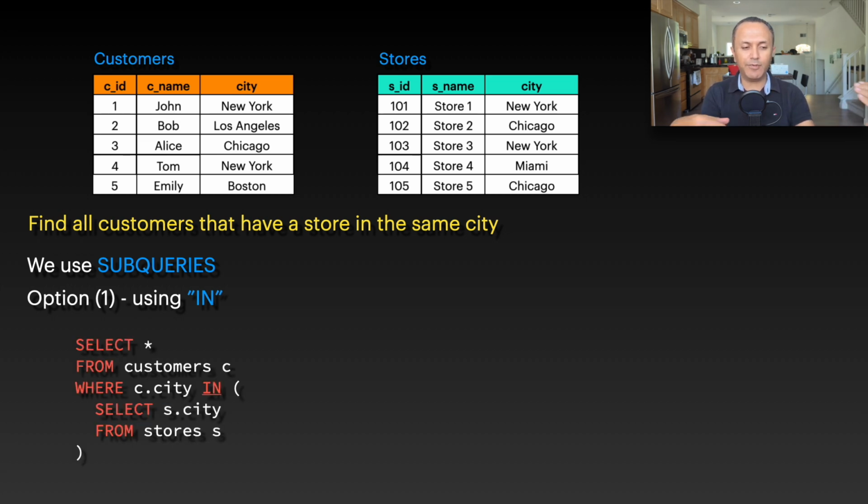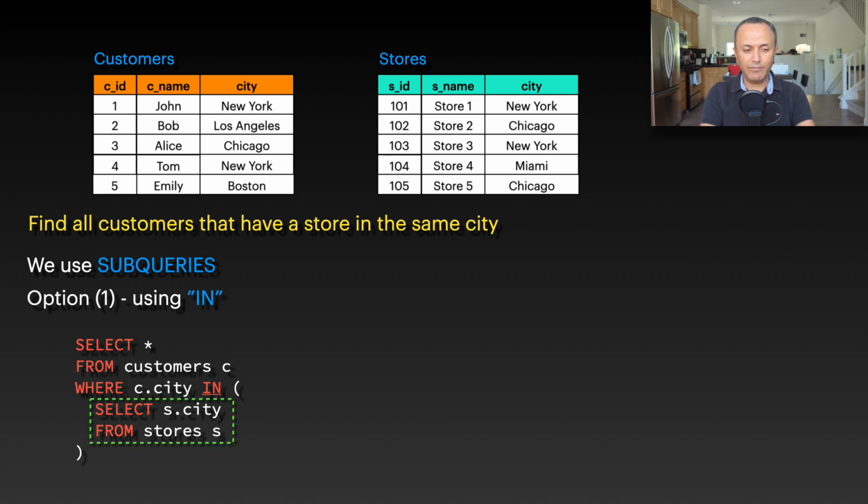So select star from customers where city in, and then you have a subquery that looks at the cities coming from the stores. So it's basically almost like you're trying to get the cities that have stores in them, and then for each customer, see if the customer happens to be in one of those cities, then that customer is part of the result. If not, then that customer is not going to be part of the result.